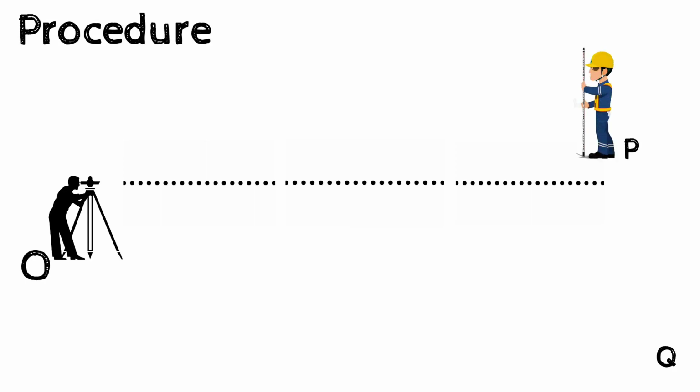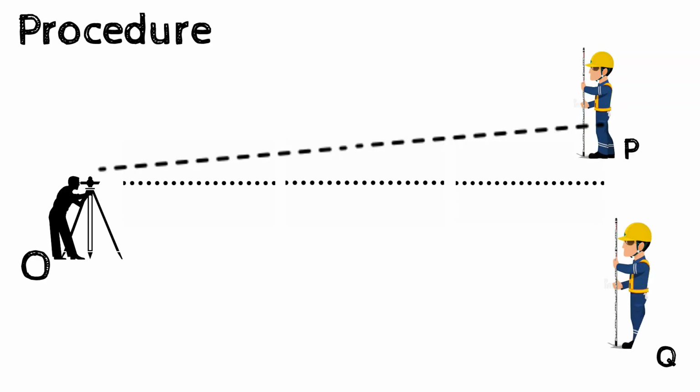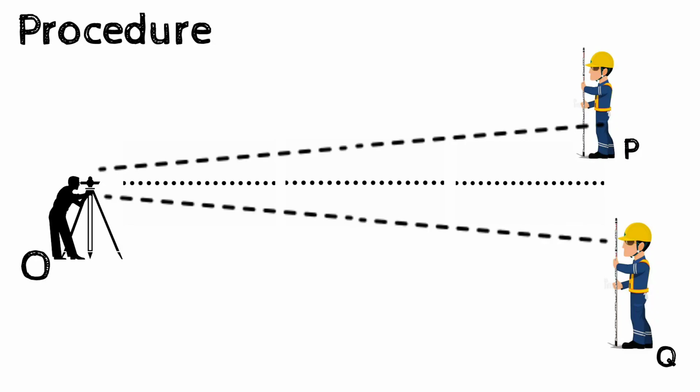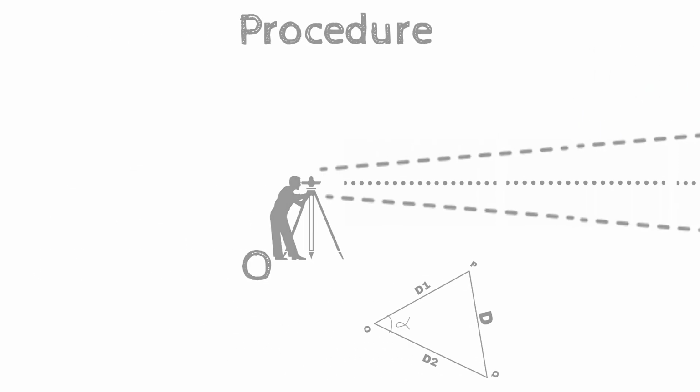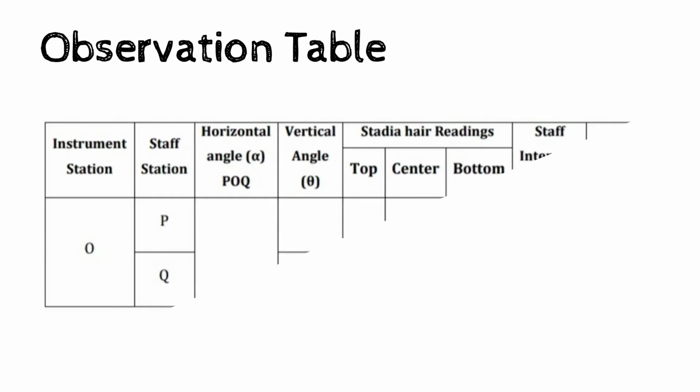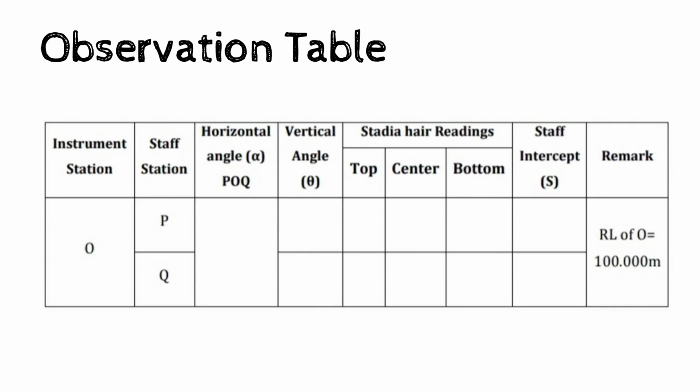By holding the staff at station P, we will take the vertical angle at P and 3 stadia readings. By holding the staff at Q, we will observe 3 stadia readings and the vertical angle at Q. We will observe the horizontal angle alpha as well. The observations can be noted in the observation table below.